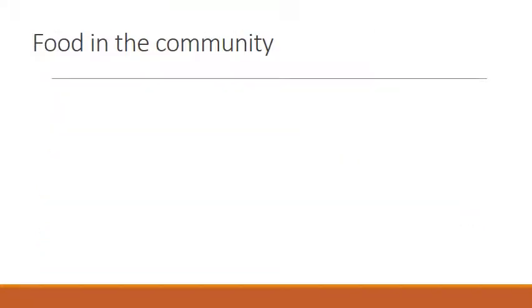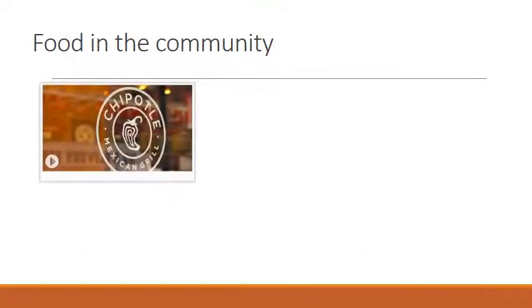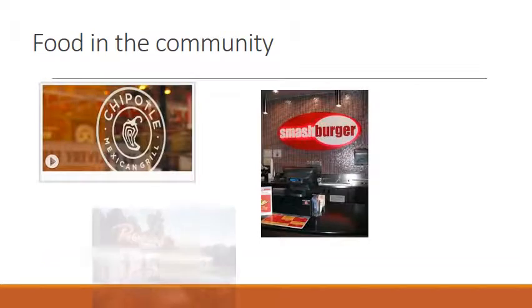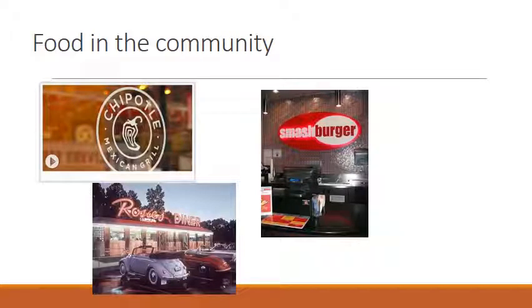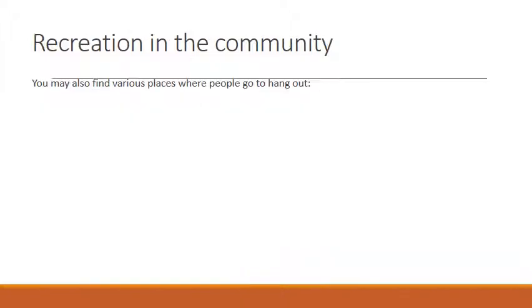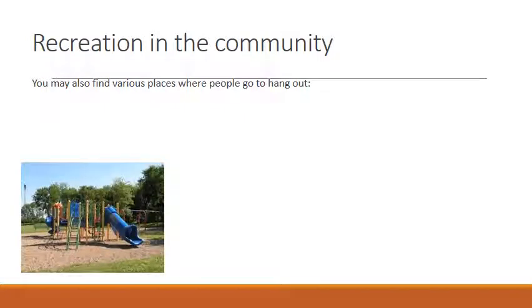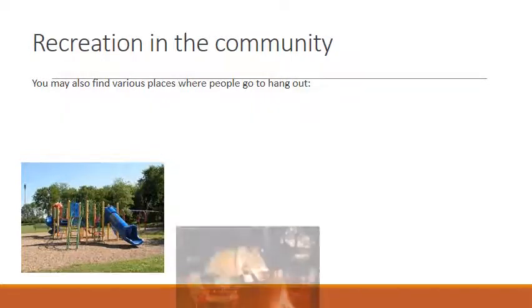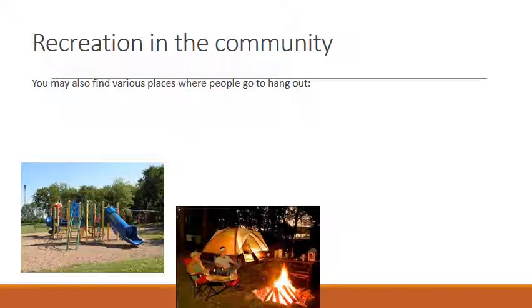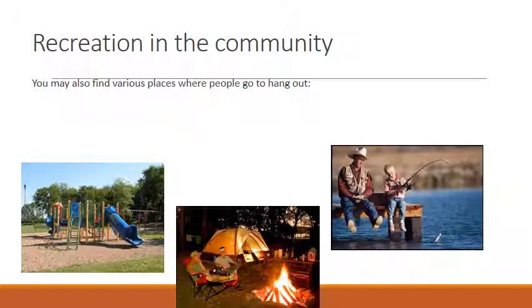In your community, you might find different places to eat, such as Chipotle, Smash Burger, or a diner. All communities have different places where people do leisure activities or where they go to hang out, such as the park, which is a common place where children usually play, a campsite, which is a perfect place for families to hang out, or go fishing, which is another good family activity.